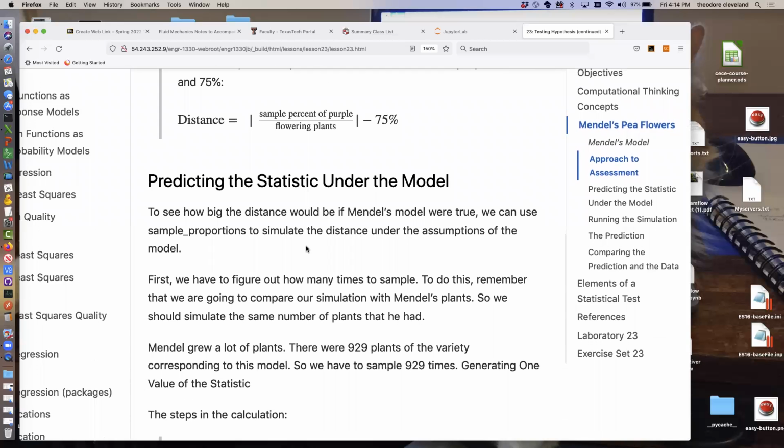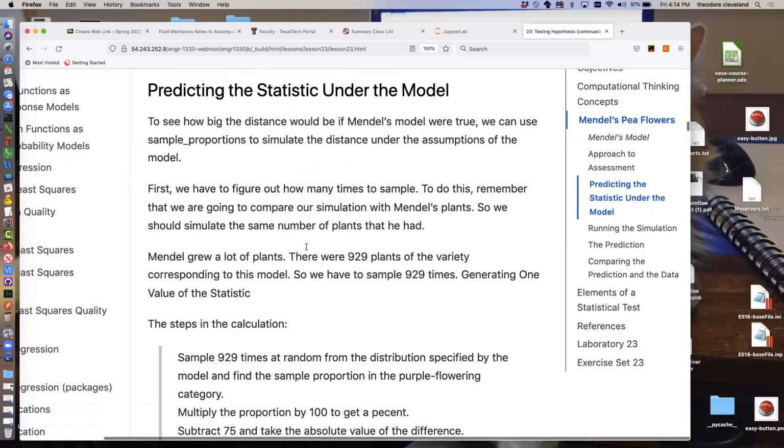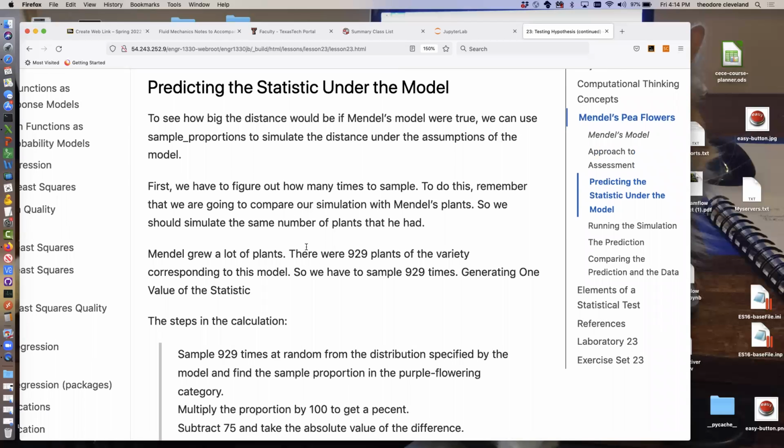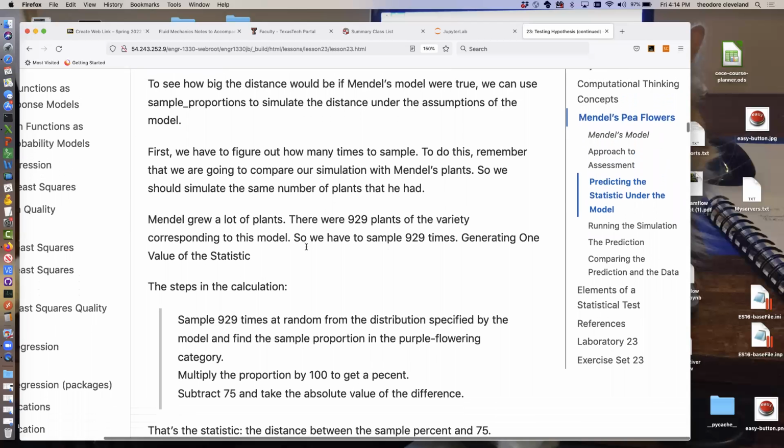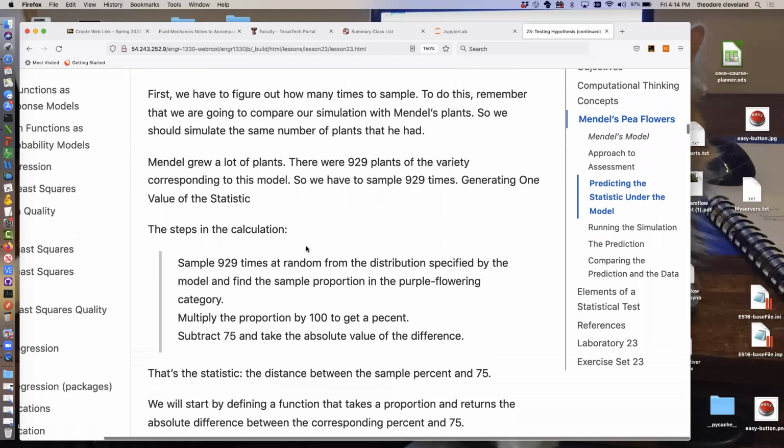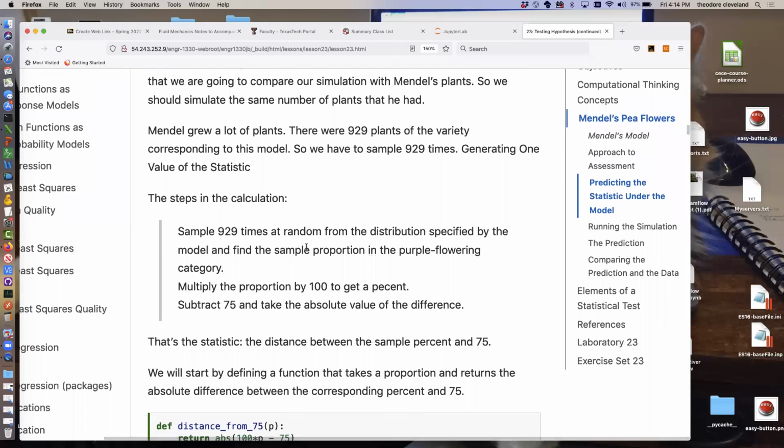So in our case, the statistic for this particular example is the distance of a value that we compute based on a set of observations and 75. So we can pretend that Mendel's model is true, and we'll use a sample proportion function to simulate the distance under the assumptions of the model. First, we've got to figure out how many times to sample. To do this, remember, we're going to compare our simulation to Mendel's actual experiments. So we should simulate the same number of plants that he grew.